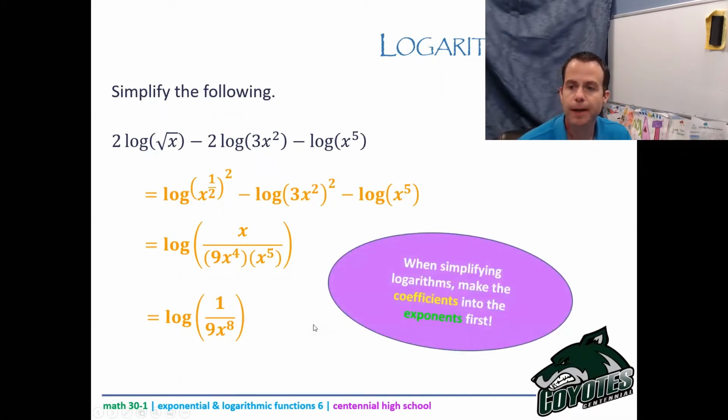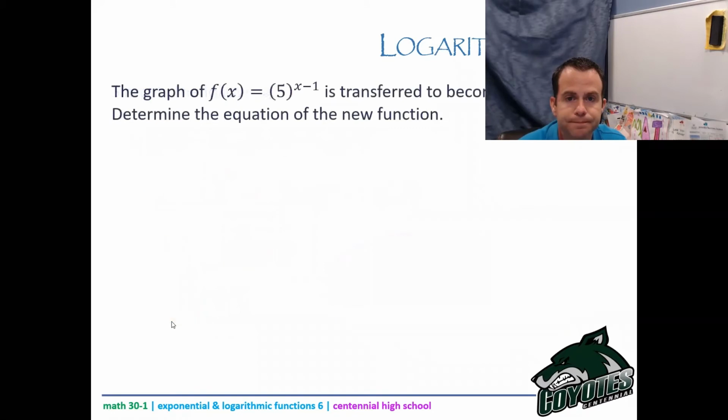So when simplifying logarithms, make sure the coefficients go into being exponents first. You can't combine those into single logarithms with those coefficients there. So always bring them up to be exponents and then combine into a single logarithm.